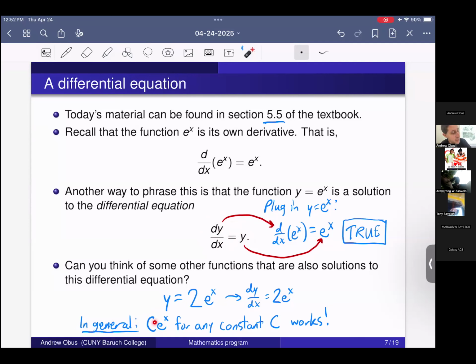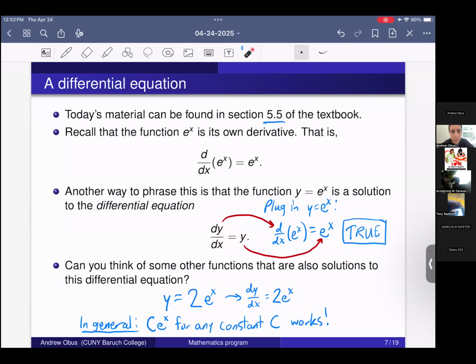In particular, if c is 0, that gives you 0 e to the x, which is just the same as 0. But 0 definitely works. The derivative of 0 is 0. So that also works as a solution here. So a solution to this differential equation can be given by any constant that you want times e to the x. It solves the differential equation dy/dx equals y, because that equation is asking for a function where the derivative is equal to itself.